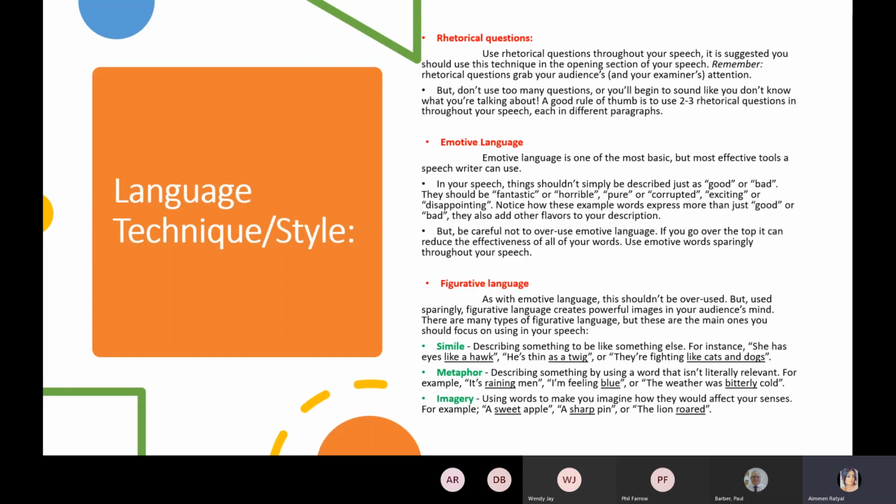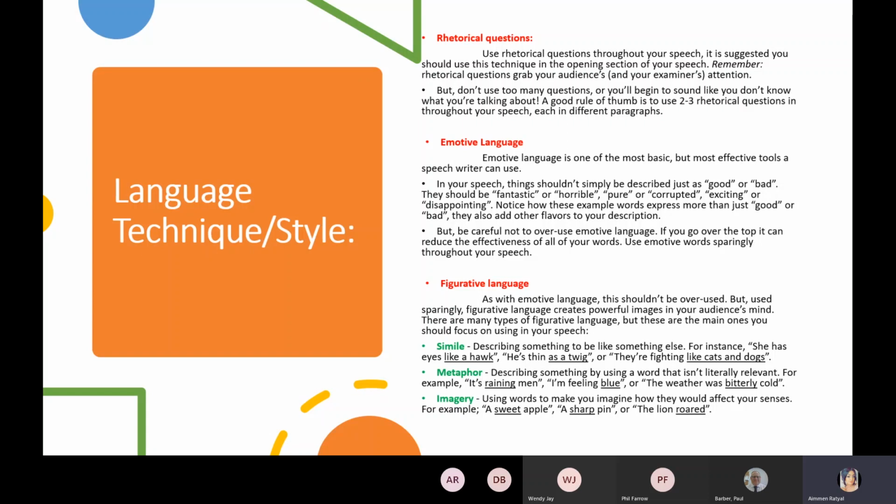Emotive language is one of the most basic but effective tools a writer can use. In your speech, things shouldn't simply be described as good or bad. They should be fantastic or horrible, pure or corrupted, exciting or disappointing. Notice how these example words express more than just good or bad. They also add other flavors to your description.